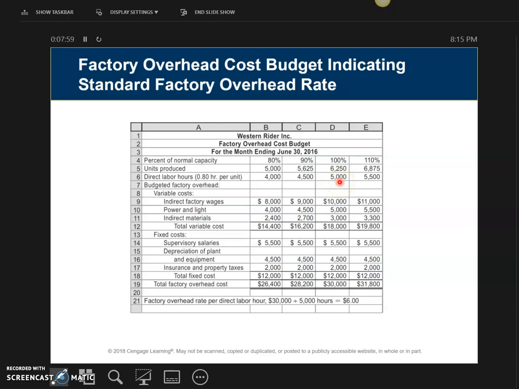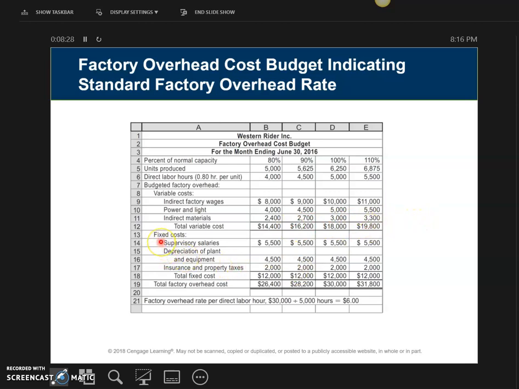So down here, if you notice, I have my cost, my factory overhead broken into variable and fixed. And here are examples of variable factory wages, which is indirect labor, indirect materials, and power and lights. Obviously, they're variable because the more I run the factory, the more power and lights I need, the more indirect labor I have, the more indirect materials I have. And so these costs are given to me as variable costs. And here are my total variable costs.